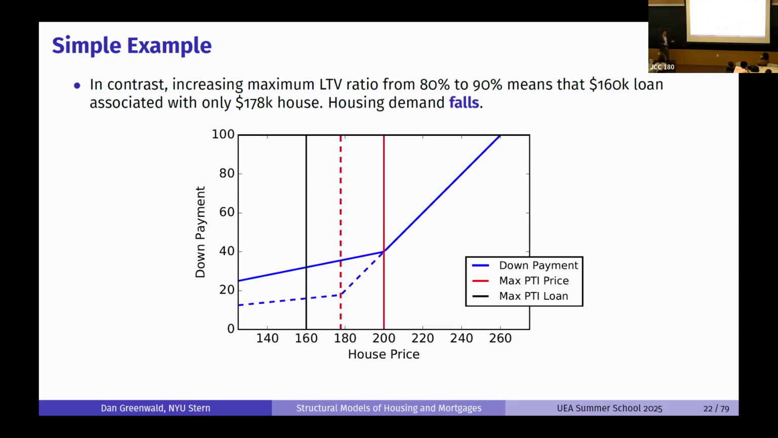But remember, to get this red line, I started from this black line and I added in the minimum down payment of 20%. Well, now that down payment is shrinking because we can make a smaller down payment. So the price at which this kink point occurs is actually going down. And if the borrower follows her corner solution from here to here, she actually will demand less housing, okay?